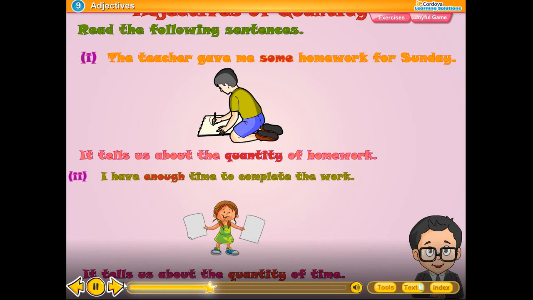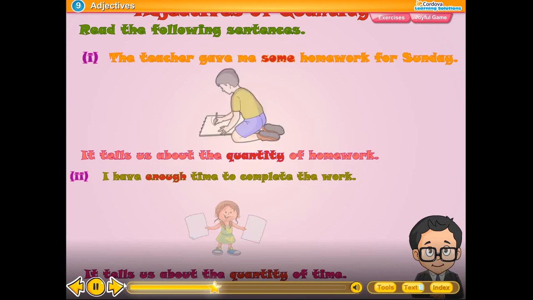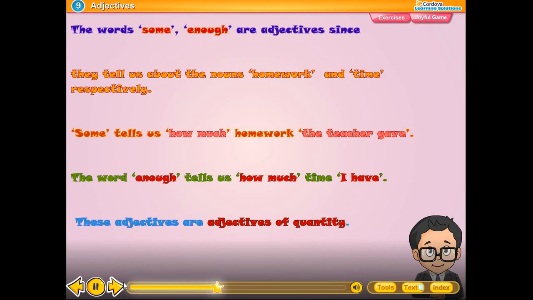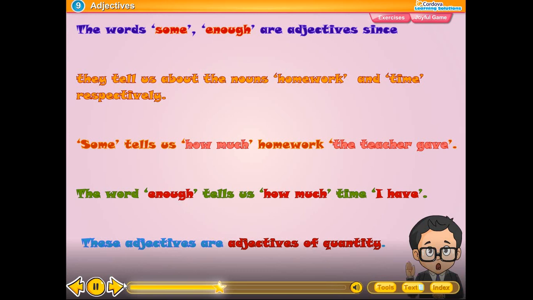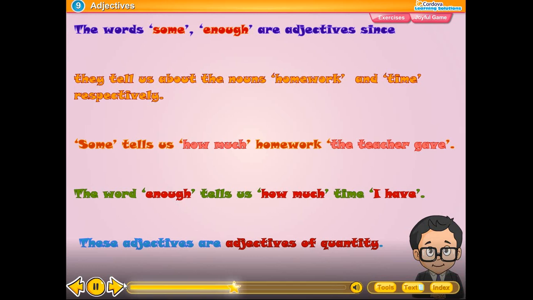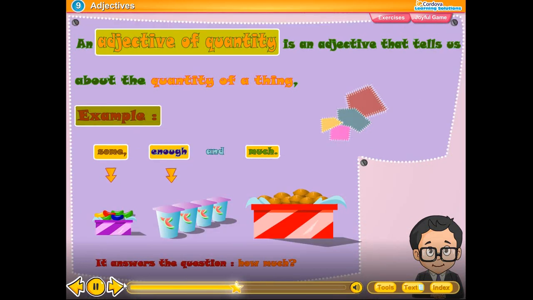I have enough time to complete the work. It tells us about the quantity of time. The words some and enough are adjectives, since they tell us about the nouns, homework and time respectively. Some tells us how much homework the teacher gave. The word enough tells us how much time I have. These adjectives are adjectives of quantity. An adjective of quantity is an adjective that tells us about the quantity of a thing. Example, some, enough, and much. It answers the question, how much?